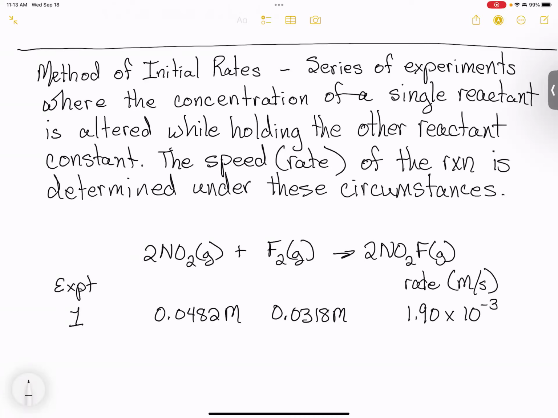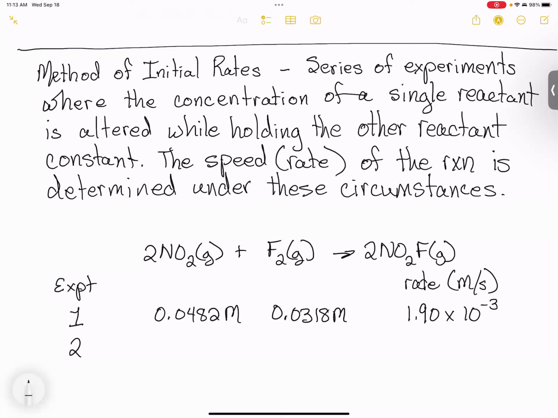It's called an initial rate because literally, folks, we have a beaker of the NO2, we have a beaker of F2. We dump them together and we determine how fast that reaction occurs.